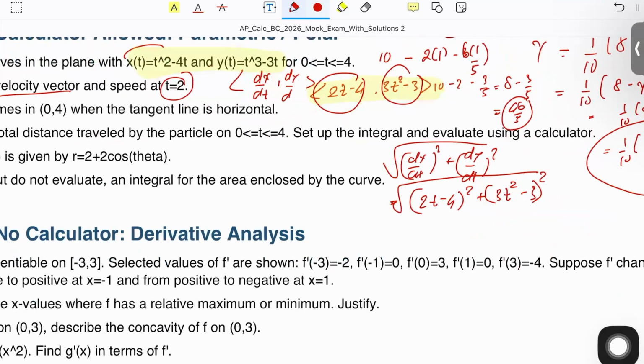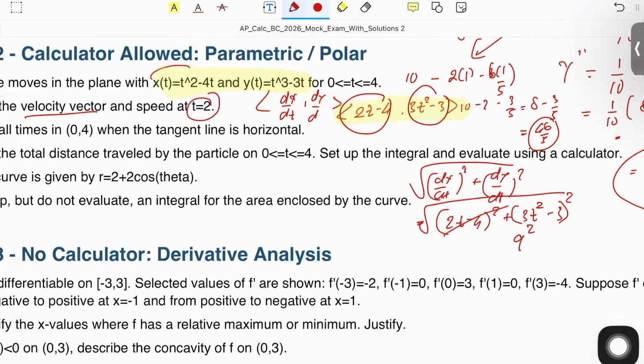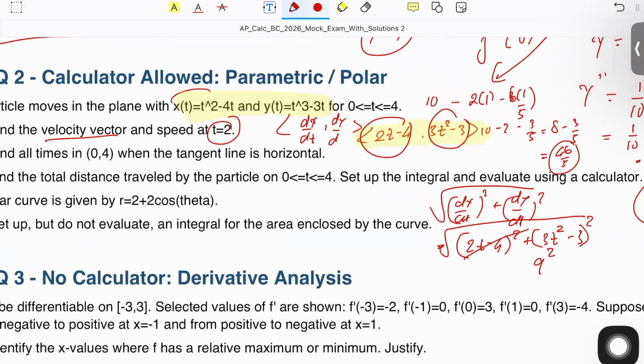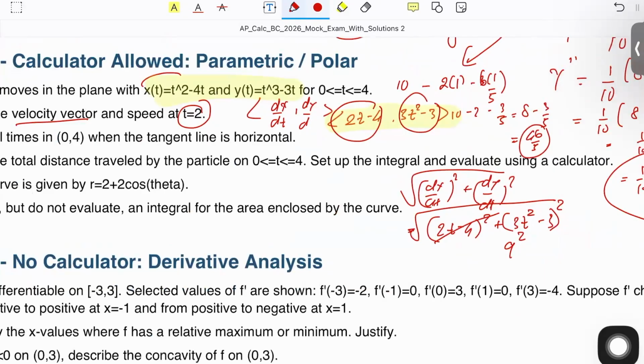So when I plug in t equal to 2, what do I have? 2t minus 4 is 0, so this is going to be gone. 2 squared is 4, 4 times 3 is 12, 12 minus 3 is 9, so 9 squared. I just checked this calculation is correct. So the square root here is going to be 9. All right, so that's the speed.